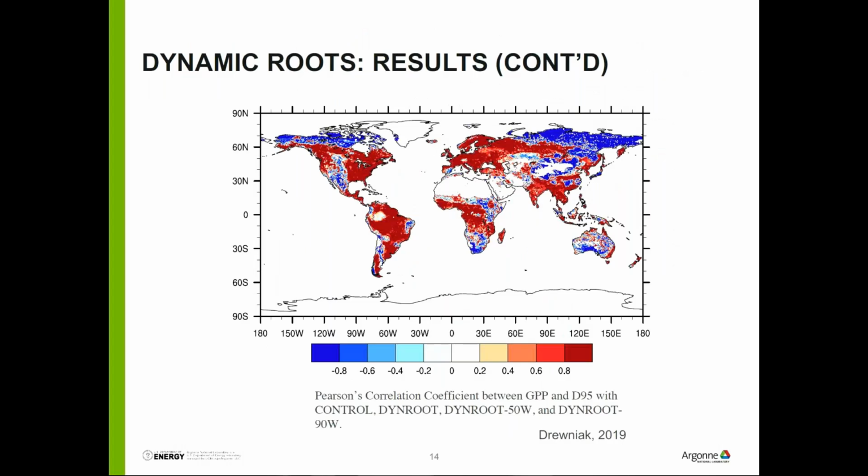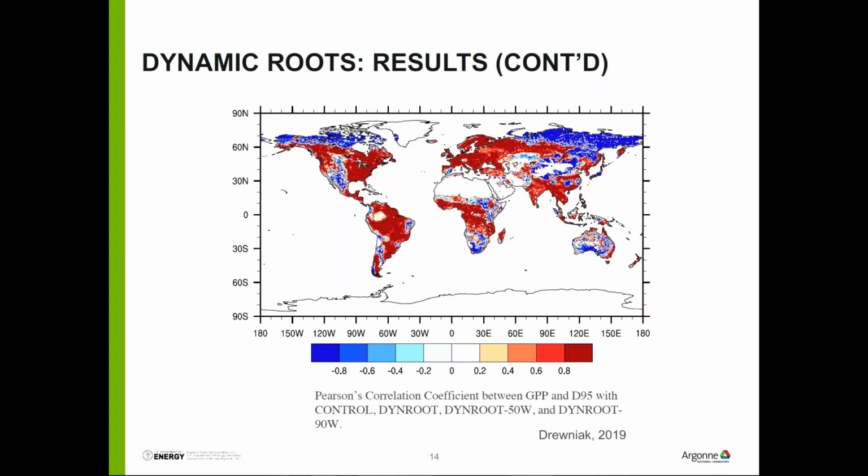So one other thing that I wanted to look at was the correlation between the gross primary productivity and this effective rooting depth, that is, the depth at which 95% of the roots exist. I used four of my simulations, not all five, to look at the different rooting depths and then GPP, and to see what the correlation is. That's what this figure is showing you here.